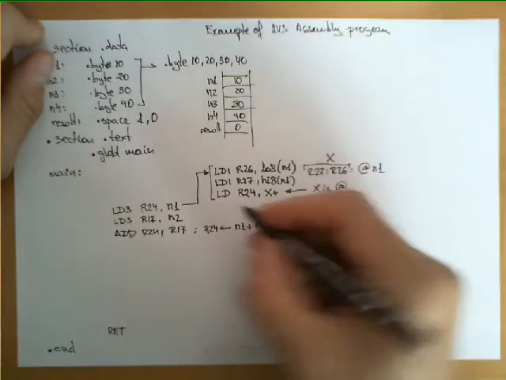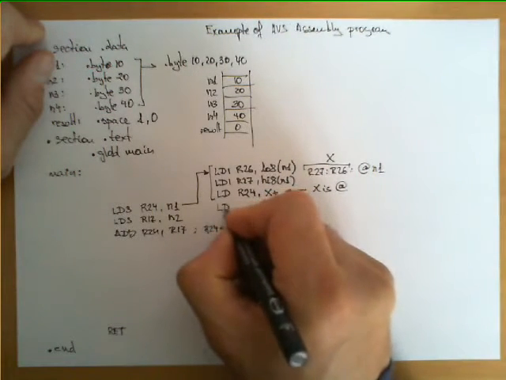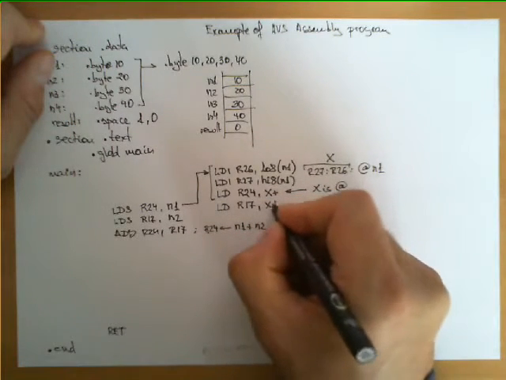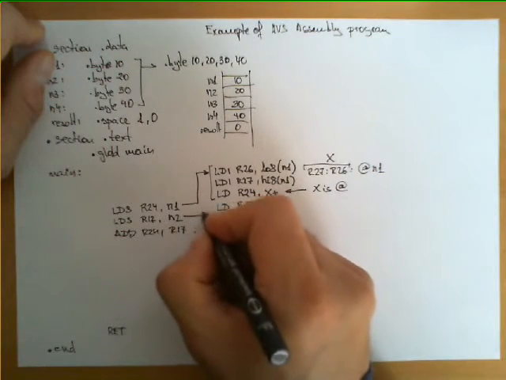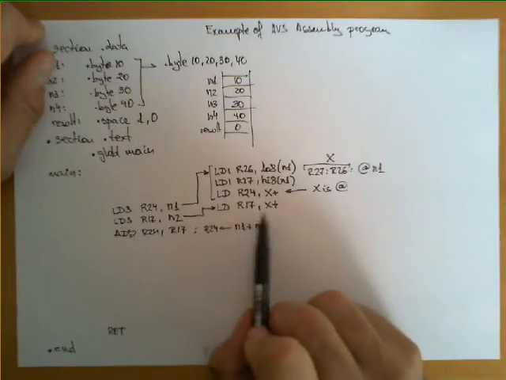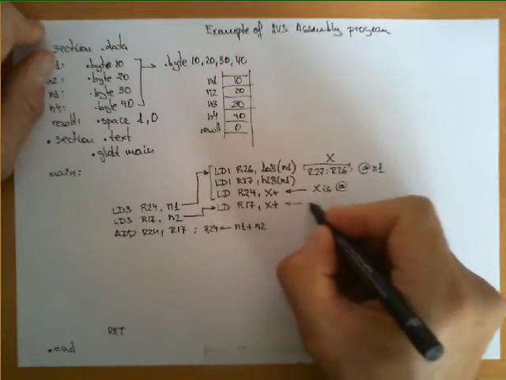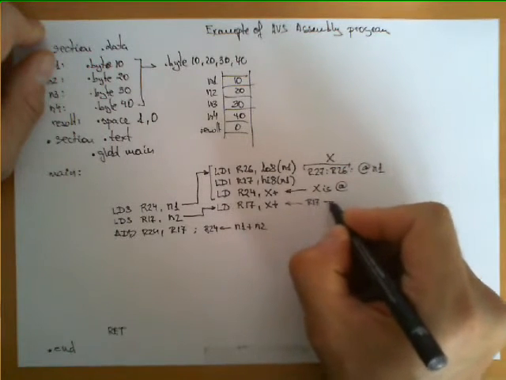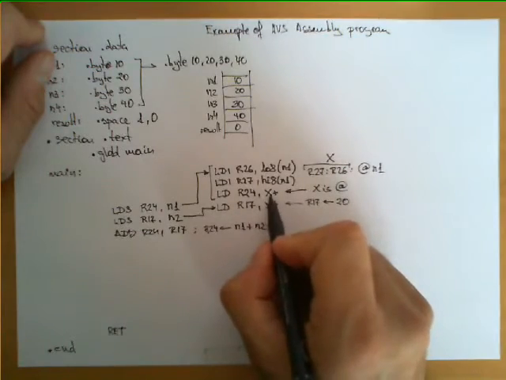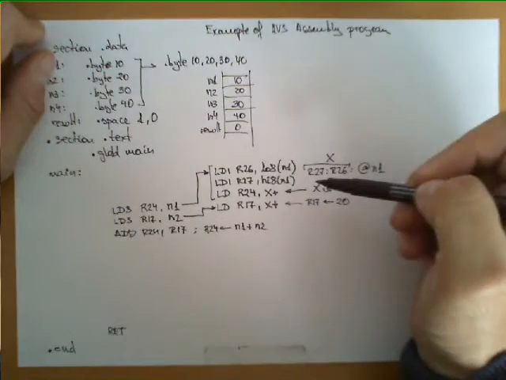So I could do something like this: LD R17, X plus. And this would achieve exactly the same as this instruction here. So you see what I did is now R17 gets the value 20. Why? Because X was left increased by the previous instruction and therefore is pointing to the next number.